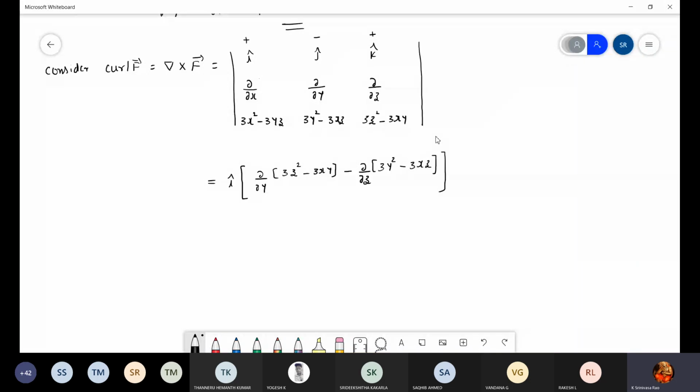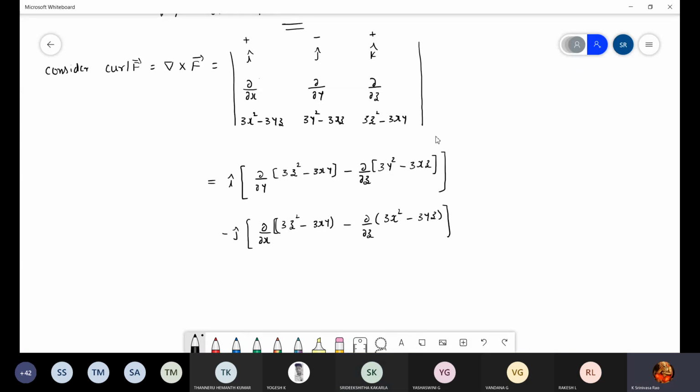Okay, minus j cap into the particular column, particular row, del by del x of 3z square minus 3xy, minus del by del z of 3x square minus 3yz.